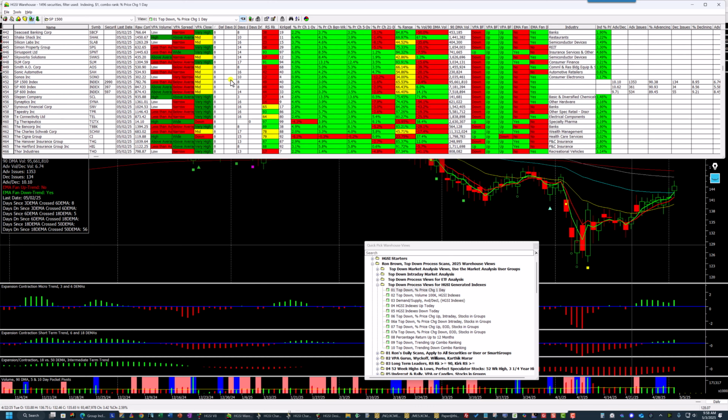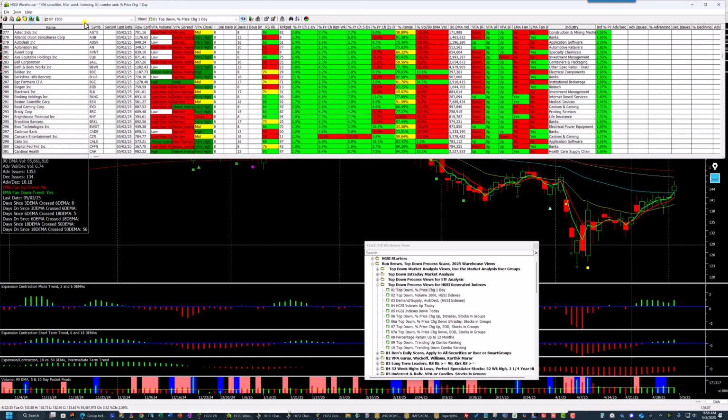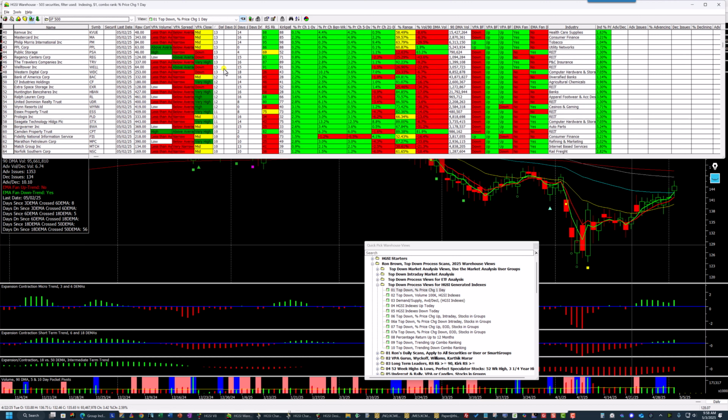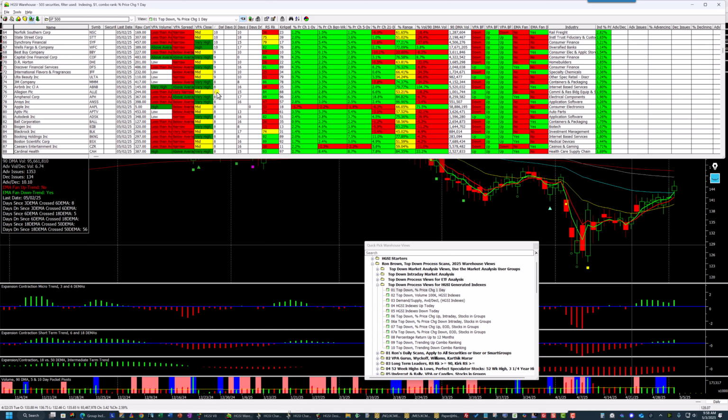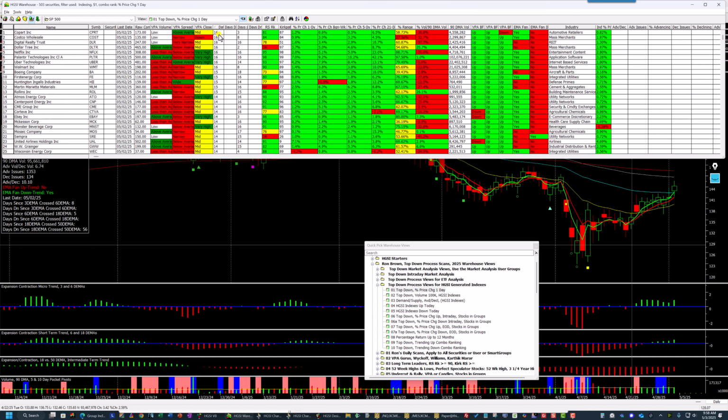Now I should probably use an index which isn't quite as broad. In fact, let me just go to the S&P 500 and then scroll down. So these are the larger cap stocks. Everything above this number 8 here crossed over before. So these were the leading stocks.